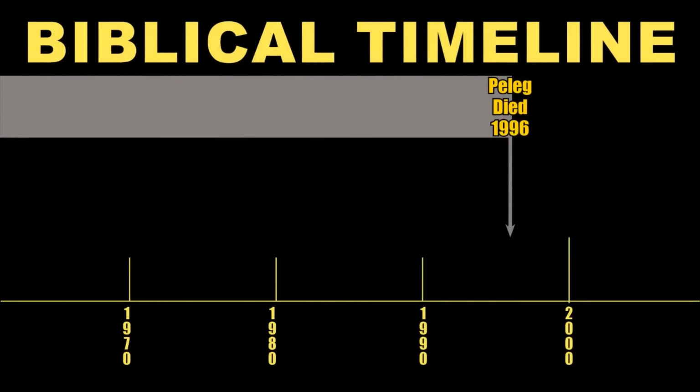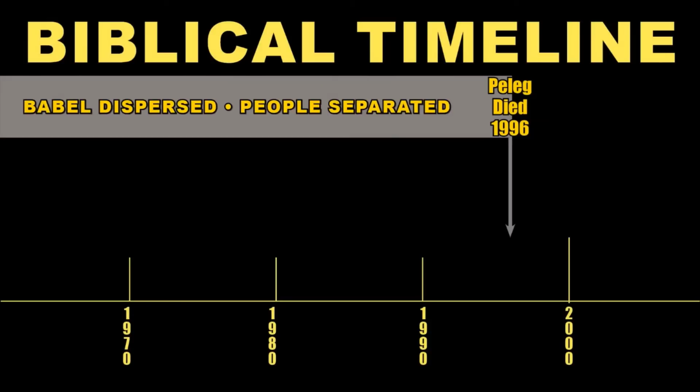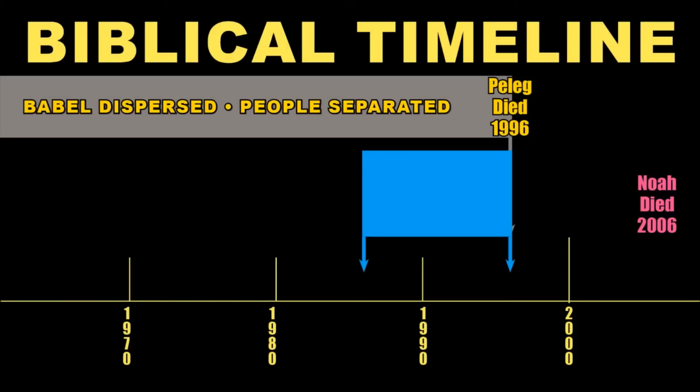Remember, most scholars agree that his lifetime was when Babel was dispersed and the people separated into nations. If we add in the date of Noah's death at 2006, then we can also deduce when Noah's end-of-life blessing happened. These end-of-life blessings usually occurred 10 to 20 years before someone died, so we can place that span here on the timeline.